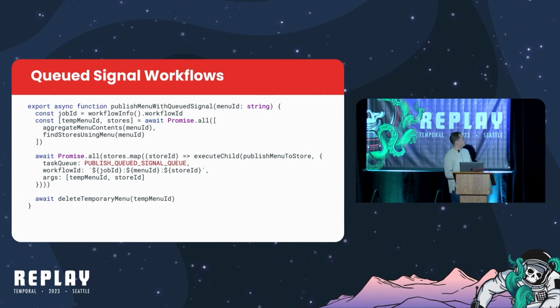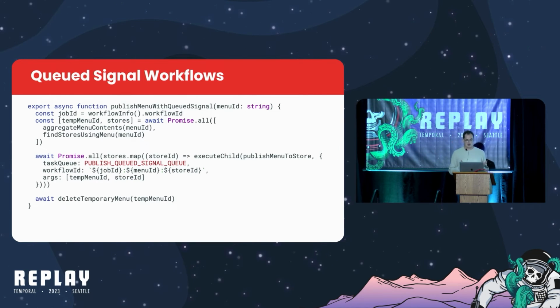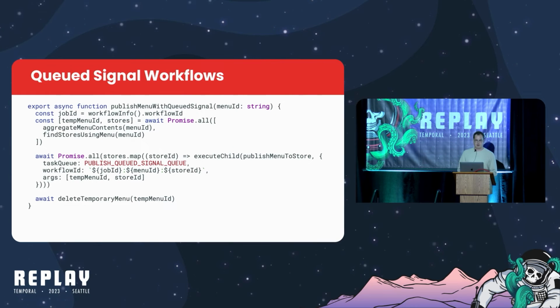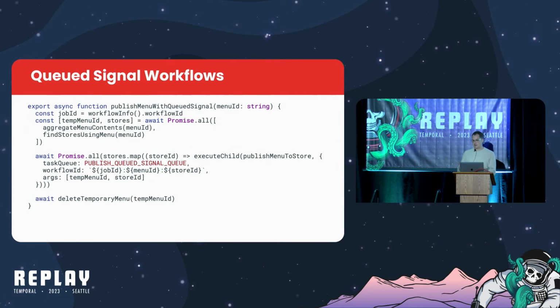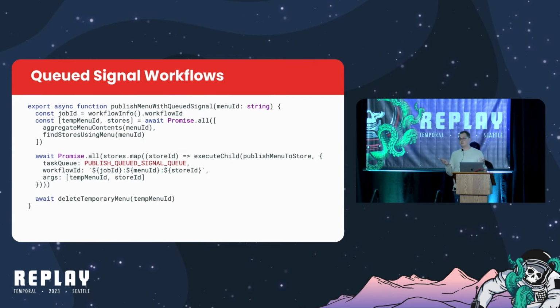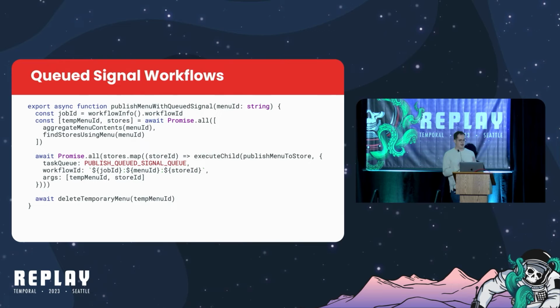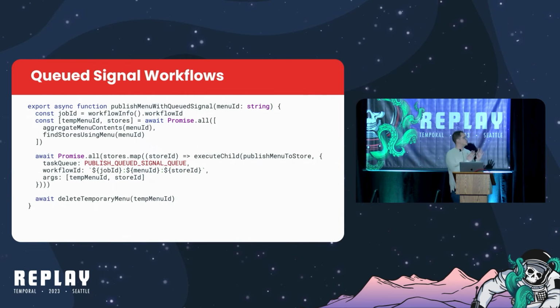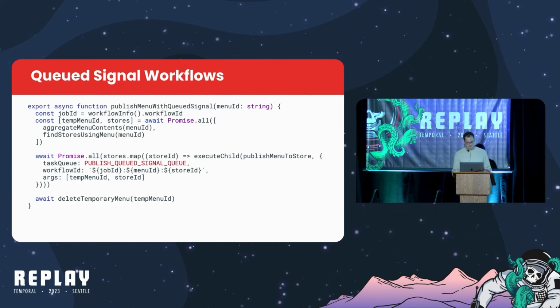Starting at the top level workflow, it just takes a menu ID, finds all the stores using that menu, starts the publish workflows, kicks off those children, executes the children, and then just uses a promise, waits for all those children to complete, and cleans up the temporary workflow. There's no signaling inside of here anymore.